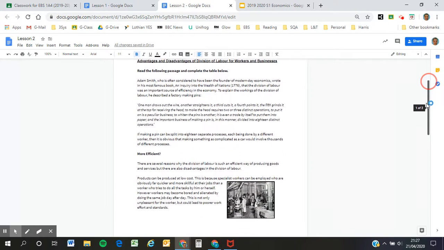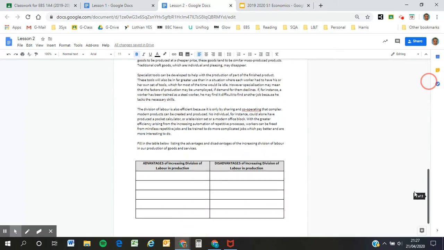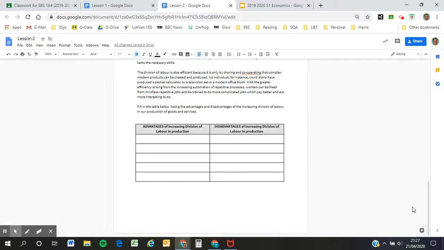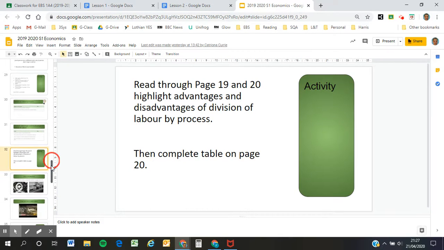So you can have a read through all of this. You don't need me to read it to you. Read through all of this, and down below, just fill in that table. So you see the advantages and the disadvantages. This is all you need to do for lesson 2. So a nice easy lesson. Hopefully it gets you back into the swing of things. We want to remember all of this for lessons 3 and 4. Now, if you've finished all of this, as you can see, this is our next, and that's it for this lesson. So hopefully that's nice and straightforward.